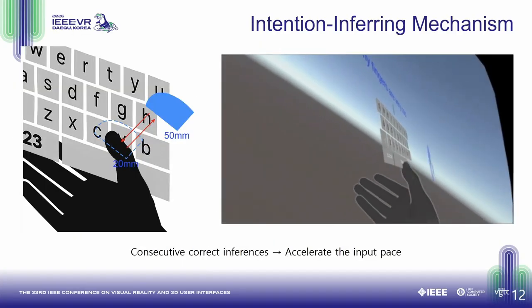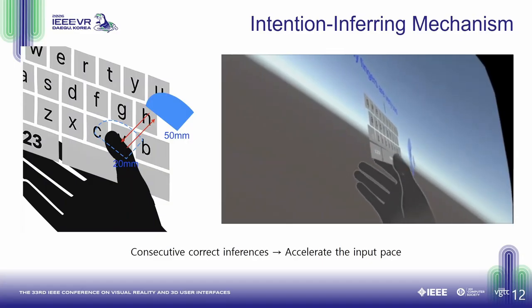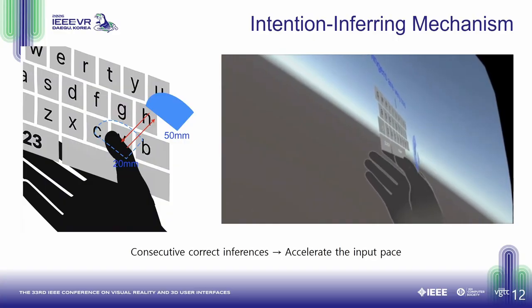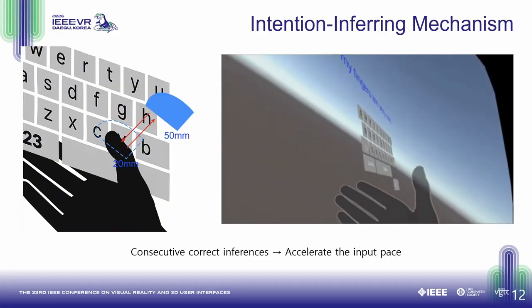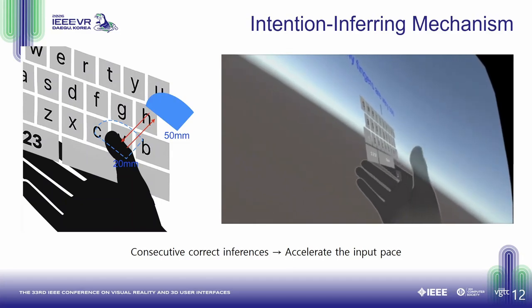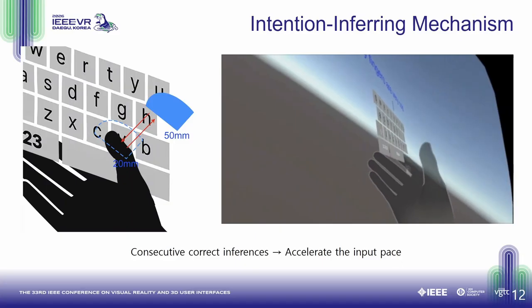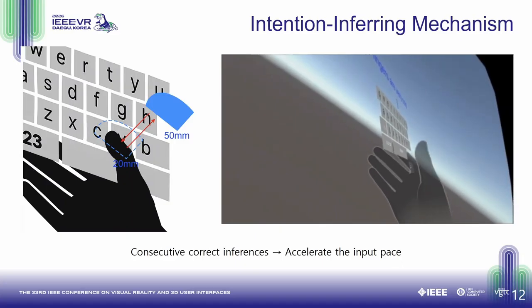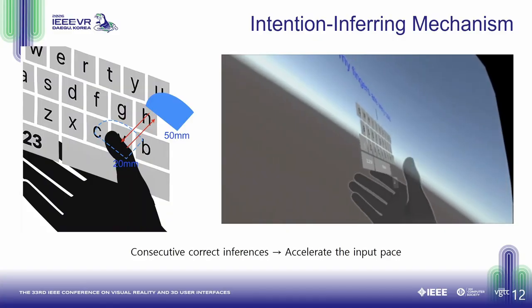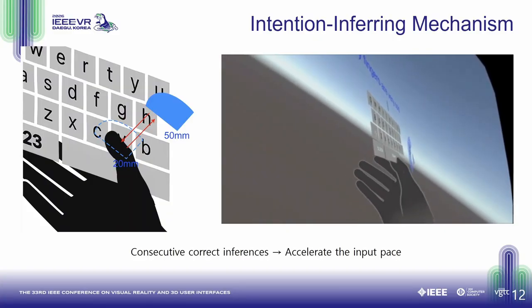As we can see from this video, if the user is continuously clicking or selecting the first candidate, then the system believes it is inferring the correct intention from the user and moves closer to the keyboard. If not, it will move farther from the keyboard to leave additional space and time for the user to select the button they want.